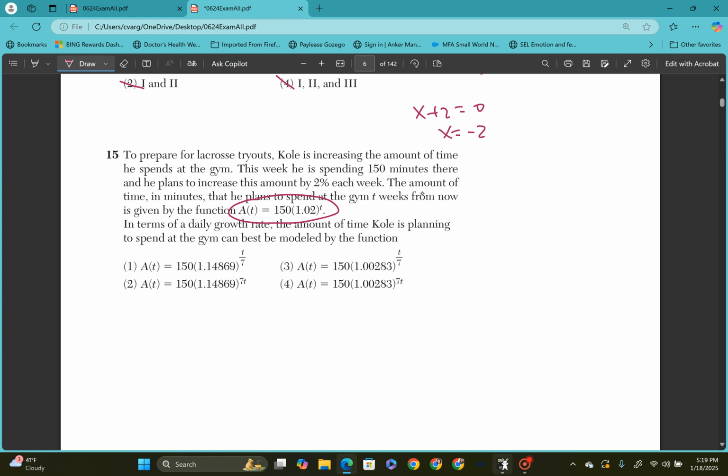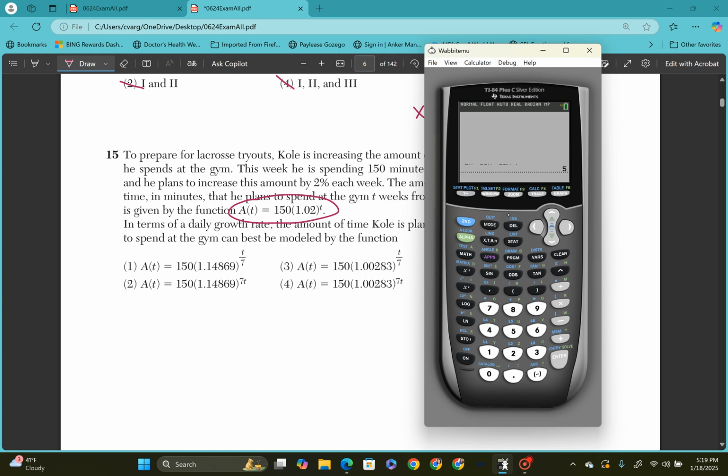So you go to your calculator, go to y equals, clear what's there, and I'm going to type in my function. So 150 parentheses 1.02, close parentheses. We don't use t, we use x. And then you plug in each of the choices to see which one gives you the same one. I know the answer is 4. I don't want to waste time plugging in the rest of it. You should, because on the regions you will not know what the correct answer is until you do it. But I just want to show you this.